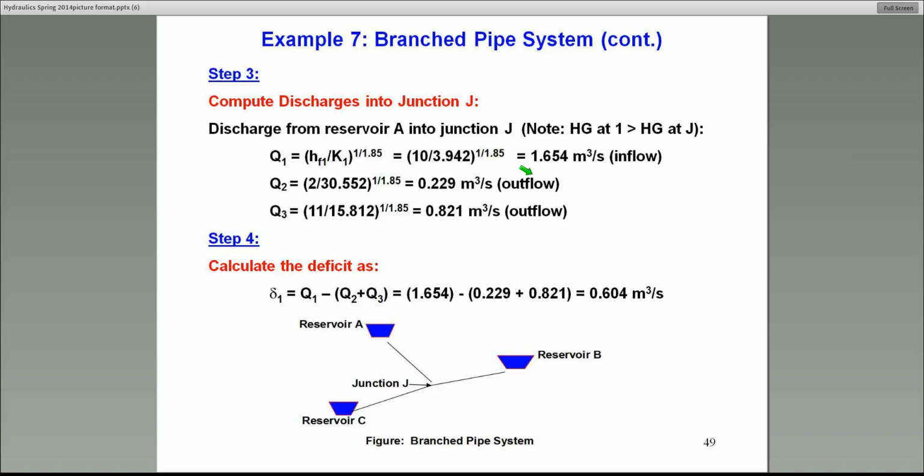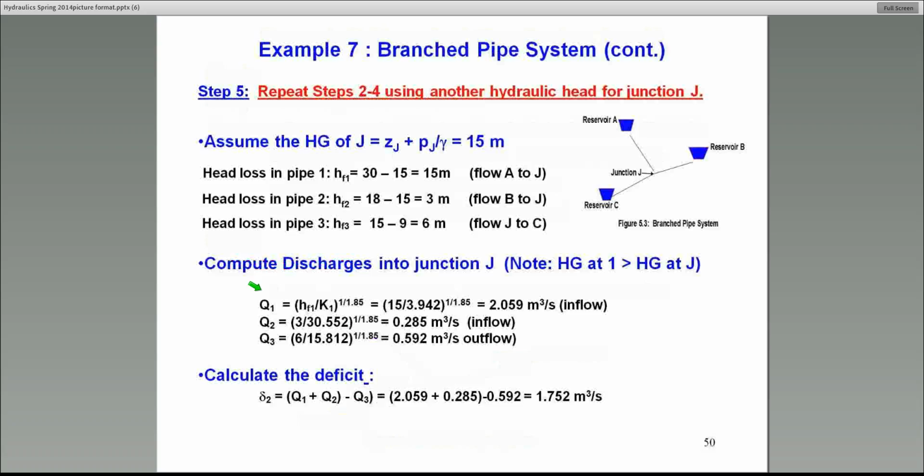Anyway, the difference between the two inflows and outflows is I call the deficit. In this case, there's a 0.604 meter cube per second of positive deficit, which means I assume basically more inflow coming in and less outflow going out. Don't worry about it at this point. What you do is move on, just call it delta 1, the deficit, and then make one more assumption.